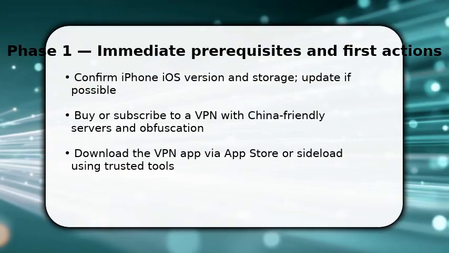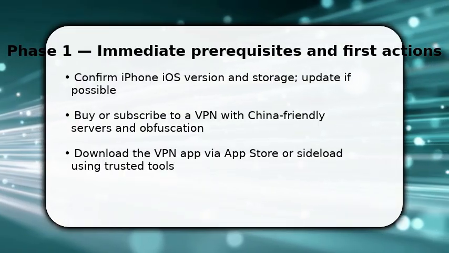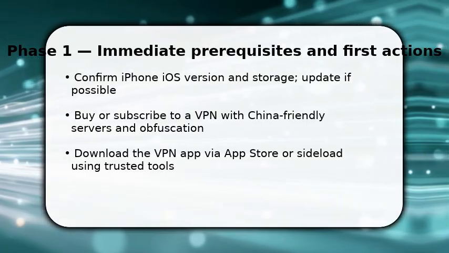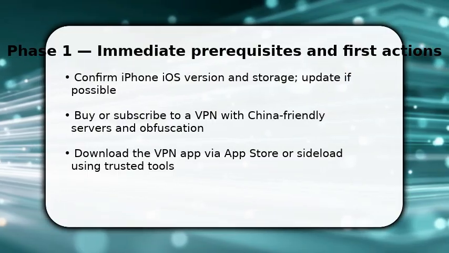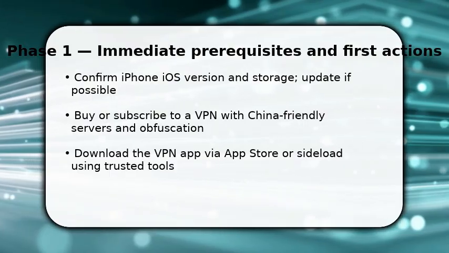You need an up-to-date iPhone and a paid, China-friendly VPN account. Free services usually fail. First, create the account on a secure network, then download the provider app. If the App Store blocks it, use a trusted sideload method or download before you enter restrictive networks.